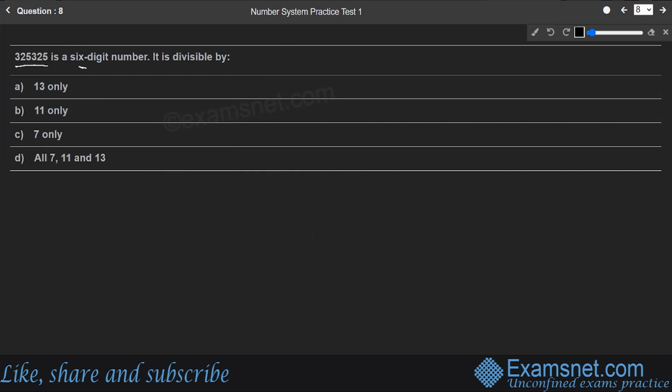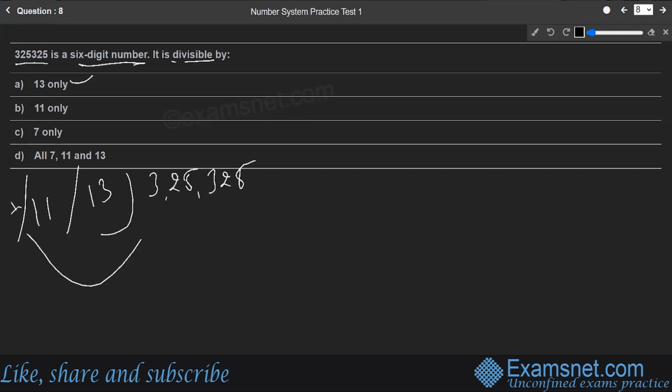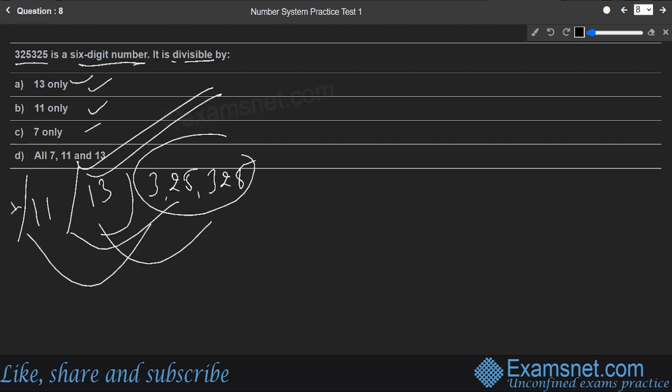325325 is a 6-digit number. It is divisible by which? Which of these numbers completely divide this number? This question can be easily done by dividing by these numbers, because 325325 is not a very huge number. So we can quickly check by dividing first by 13, then by 11, then by 7. We checked one by one and came to the conclusion that this number is completely divisible by all three: 13, 11, 7. That's what was available in option D, so that is the right answer, option D.